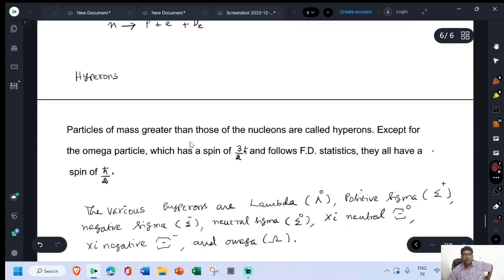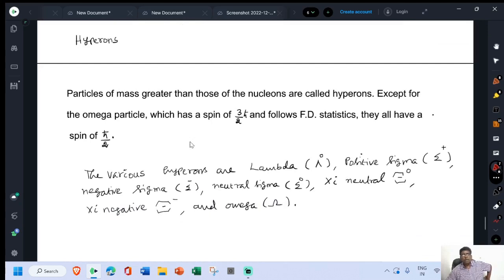Final case is hyperons. Particles of mass greater than those of the nucleons are called hyperons. Except omega particle, all the hyperons are having the spin value of ħ/2, whereas omega particle is having the spin value of 3/2 ħ. The various hyperons are given below.